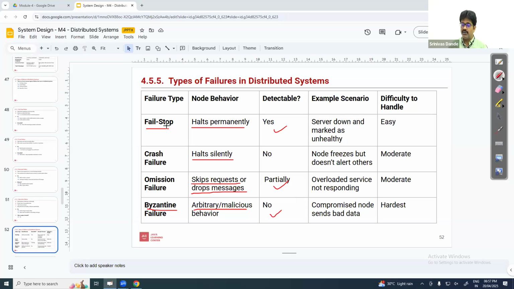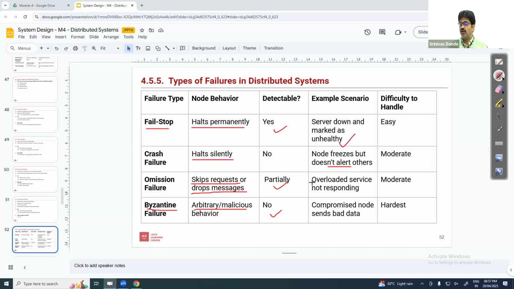Server example scenarios: fail stop means the server is down and marked as unhealthy. Whenever the server is down, if you have a health checkup, then whenever the server is not responding, immediately we can mark it as unhealthy, so that your load balancer will stop sending requests to it. So easy. And crash failure means the node freezes, but does not alert anybody.